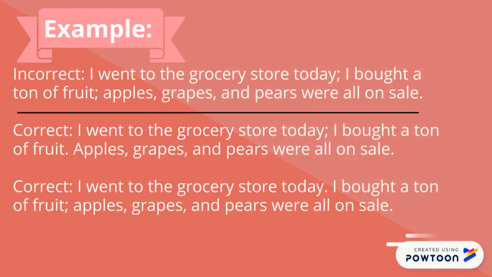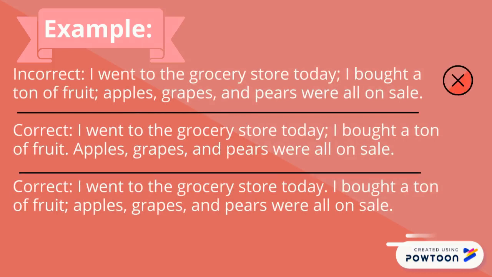Here are some examples. The first sentence is incorrect, because we can't put a semicolon after the word fruit because you can't replace it with a period. The other two sentences are grammatically correct because where the semicolons are positioned you could replace them with a period.